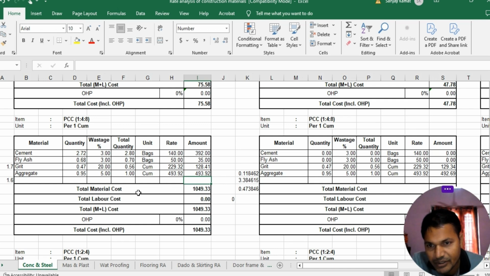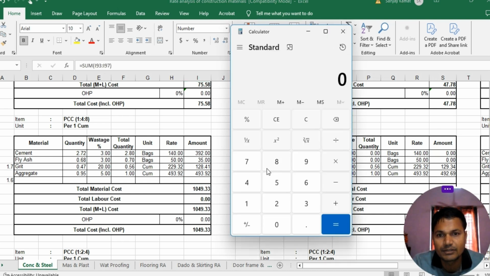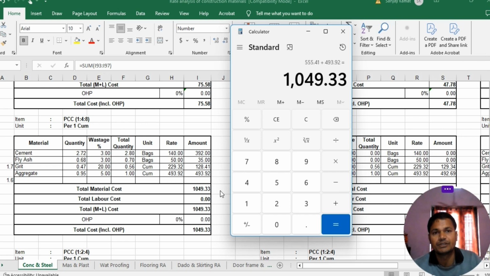Now let's check this total material cost, whether it is correct or not. Here it is 1049.33. So let's add: 392 plus 35 plus 128.41 plus 493.92 equals to how much? 1049.33. Okay, 1049.33.